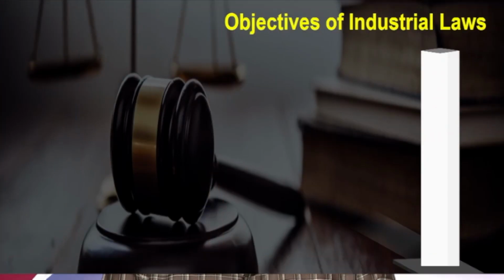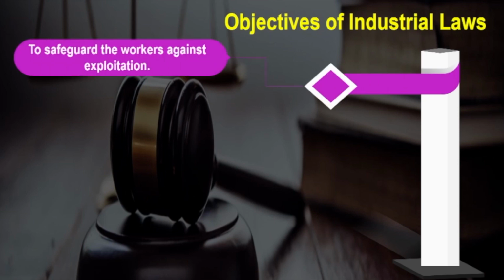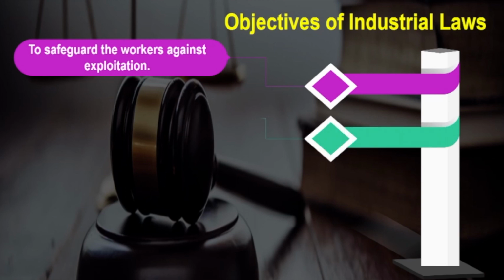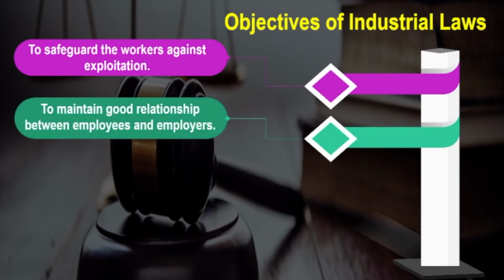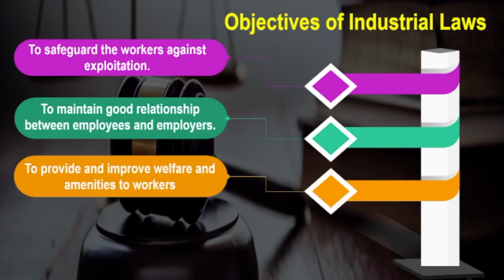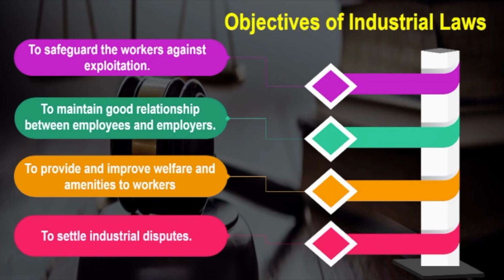Now, regarding the objectives of the industrial laws, the first objective is to safeguard the workers against exploitation. Then to maintain good relationships between the employees and the employers. Then to provide and improve the welfare and amenities to the workers and to settle industrial disputes if any.